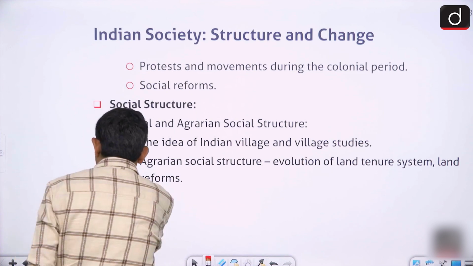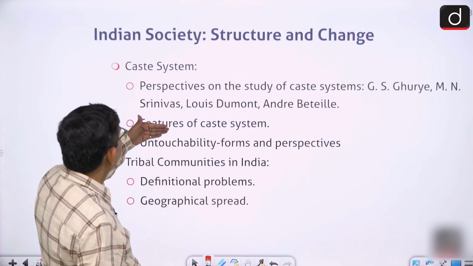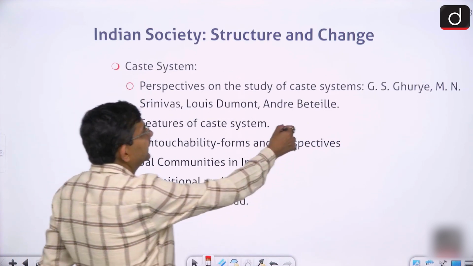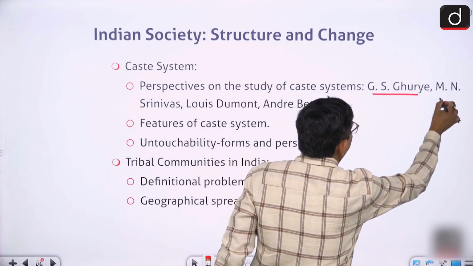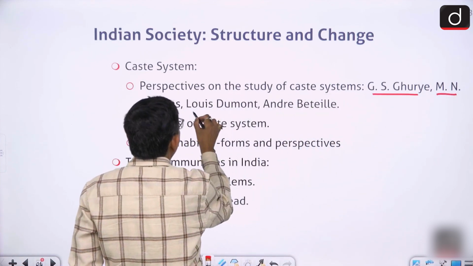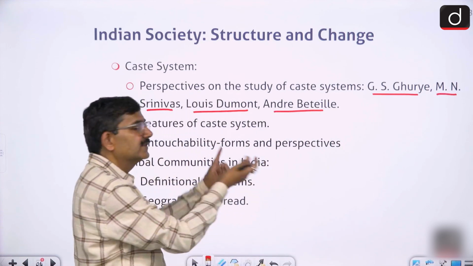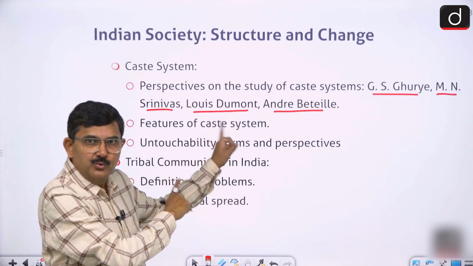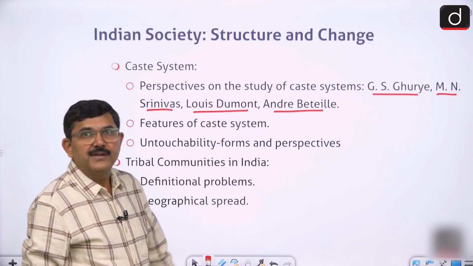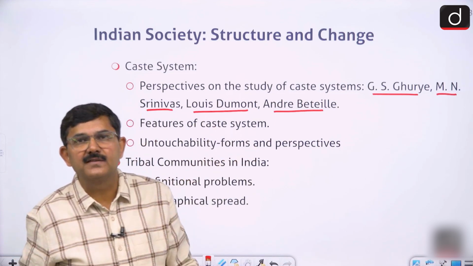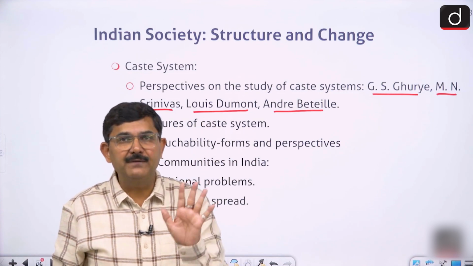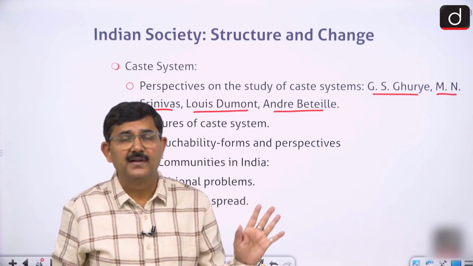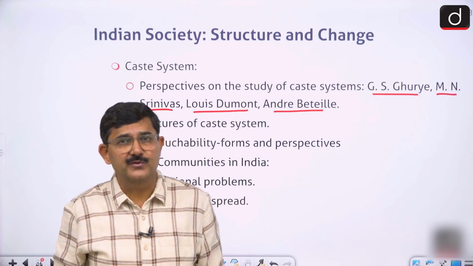Apart from that, we can take many others, like caste system, where again you find thinkers and their theory: G.S. Ghurye, M.N. Srinivas, Louis Dumont, Andre Beteille, four thinkers. Out of these four, two are common with the three we saw earlier. So in a way we have seven thinkers, five directly by their name and two by the name of their books.